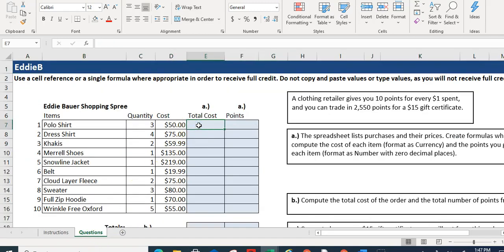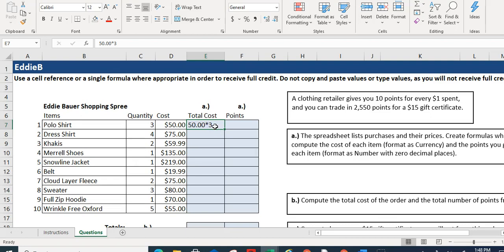So how do I calculate the total cost? I bought 3 polo shirts. They were $50 each. So what I want to do is say $50 times 3, and that tells me how much I spent on those polo shirts. But remember, like we've talked about in the other sheets, we always want to use cell references. The 50 is located in cell D7, and the 3 is located in cell C7. So that's what I want to type here.